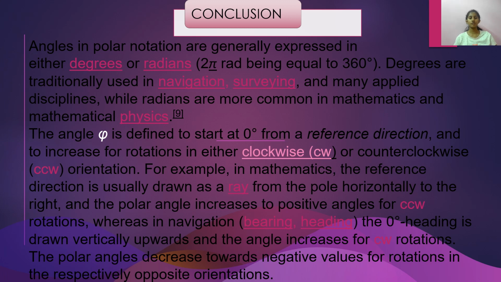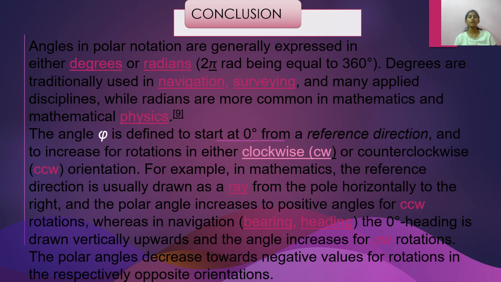So, to come to the conclusion: angles in polar notation are generally expressed in either degrees or radians, 2 pi radians being equal to 360 degrees. Degrees are traditionally used in navigation, surveying and many applied disciplines, while radians are more common in mathematics and mathematical physics. The angle alpha is defined to start at 0 degrees from a reference direction, and increases for rotation in either a clockwise or counterclockwise orientation.